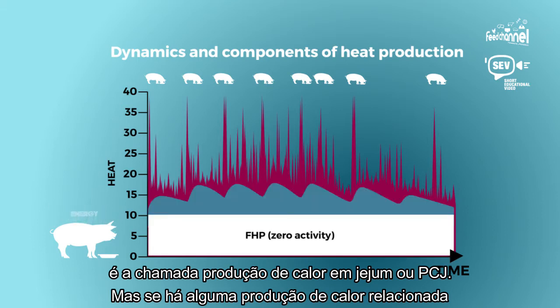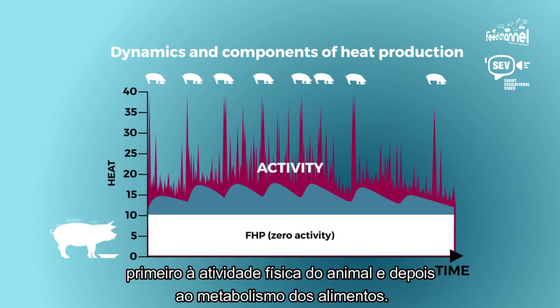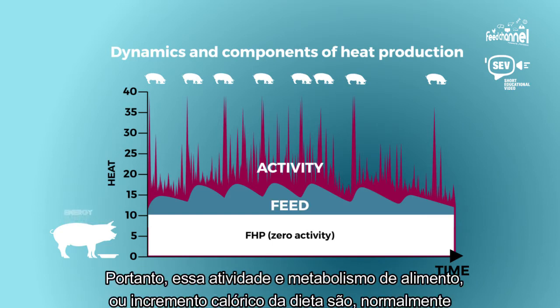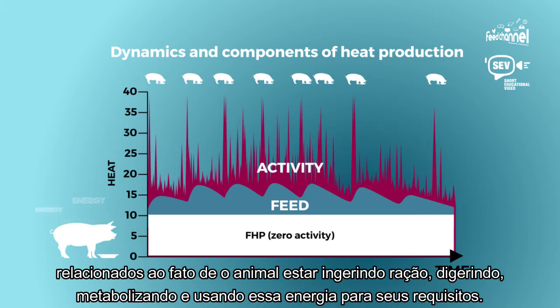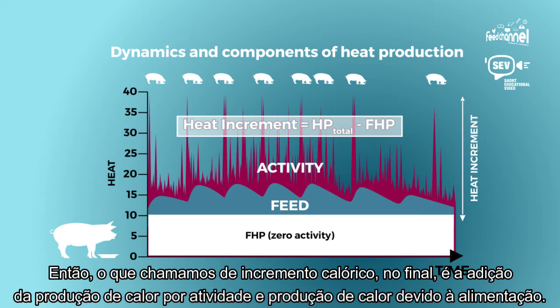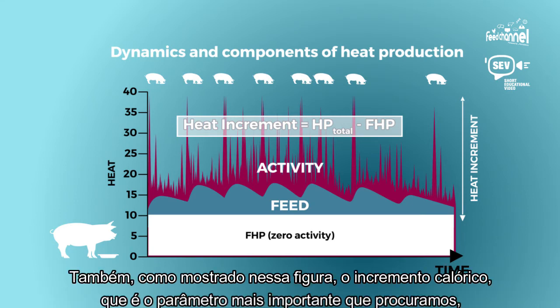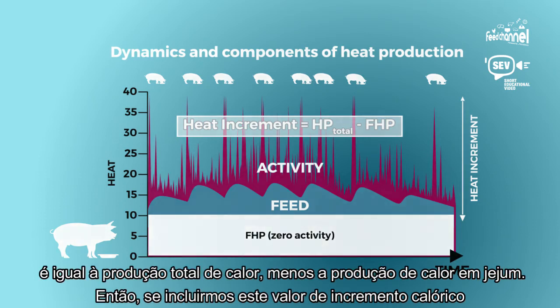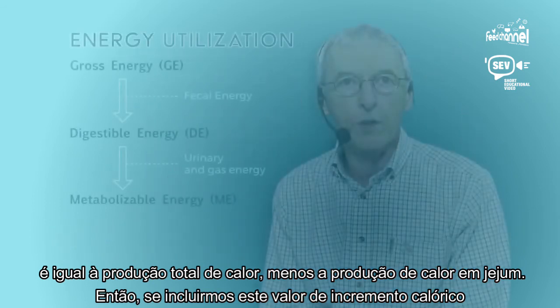But you have also some heat production related first to the physical activity of the animal, and then to the feed utilization. So this activity and feed utilization, or feed heat production, are mostly related to the fact that the animal is ingesting feed and is digesting, metabolizing, and using that energy for its requirements. So what we call heat increment at the end is the addition of activity heat production and feed heat production. And also, as shown on that figure, heat increment, which is the most important parameter we are looking for, is then equal to total heat production minus fasting heat production.